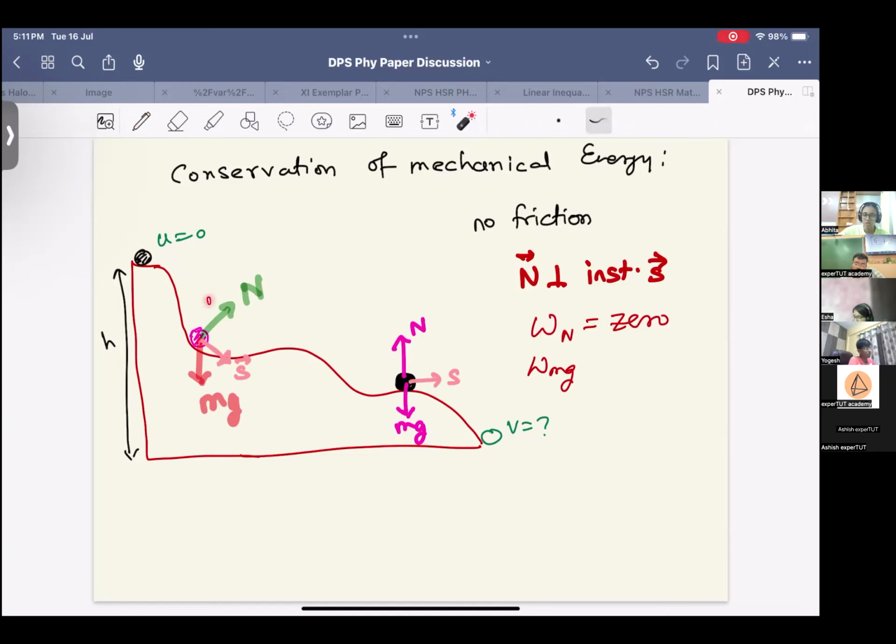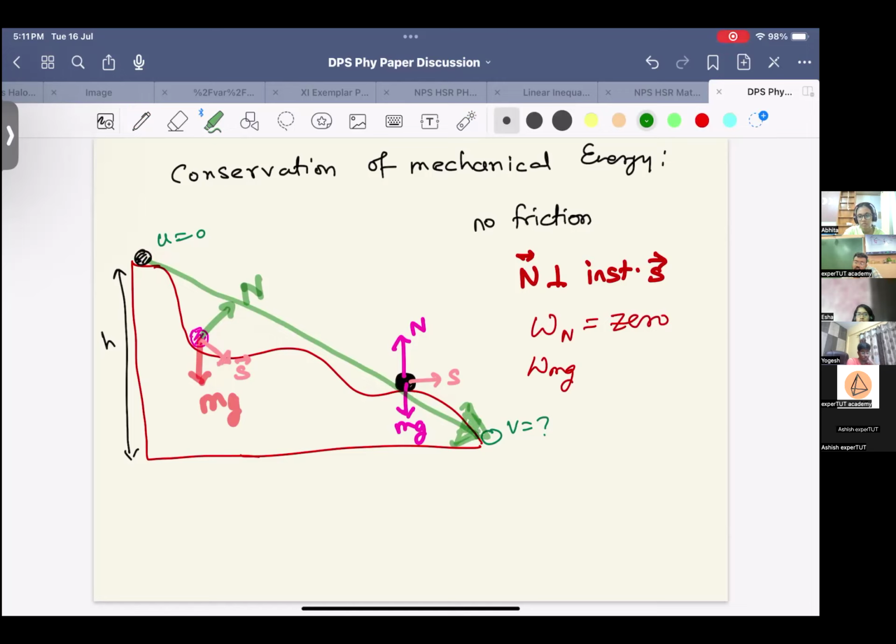Now tell me, in which direction is mg always? Downwards. So in which direction is displacement? Displacement is actually this and this. If you find the displacement vector, it is this, no? So the displacement vector is something like this. This is a big vector, right? So I can explain it by two methods.